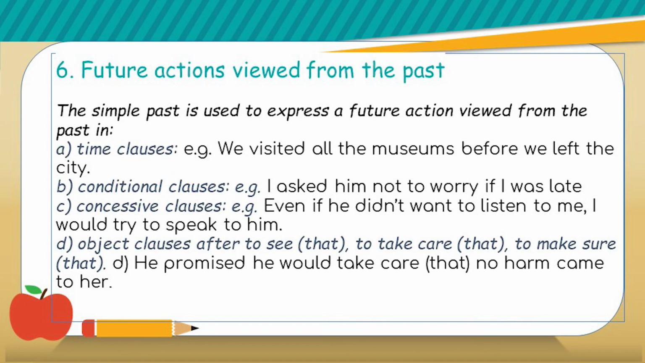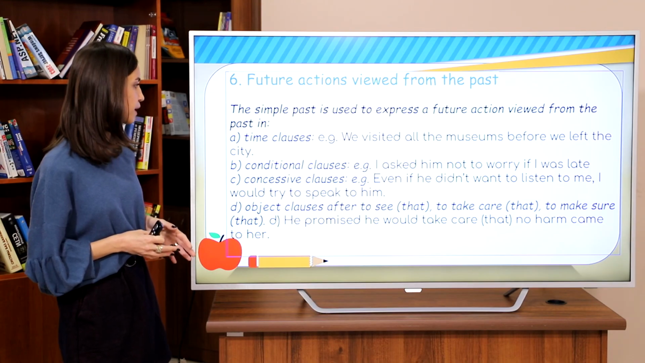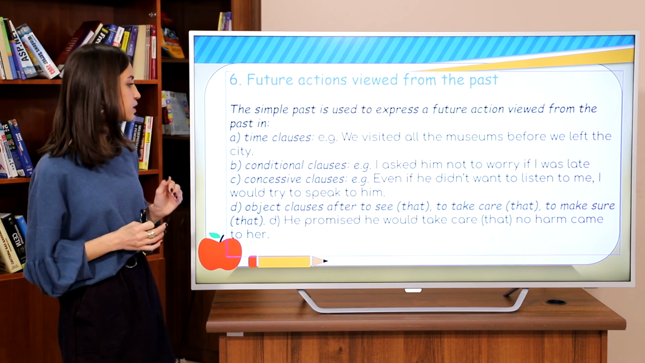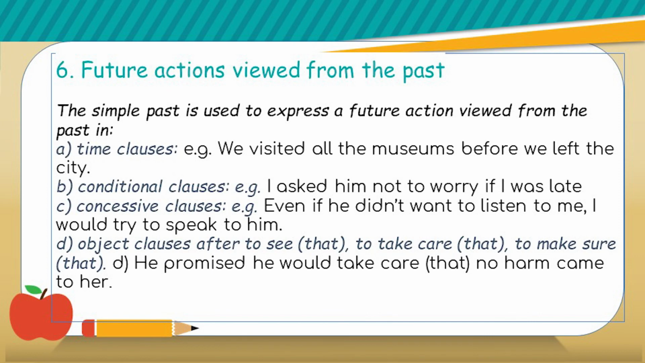So, we can also say that future actions viewed from the past can be shown with the help of past simple. The simple past is used to express a future action viewed from the past in time clauses, conditional clauses, possessive clauses, object clauses after to see, to take care. So, now let's look at the examples, please.